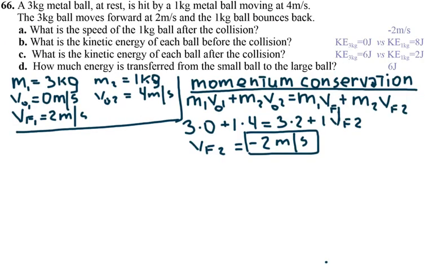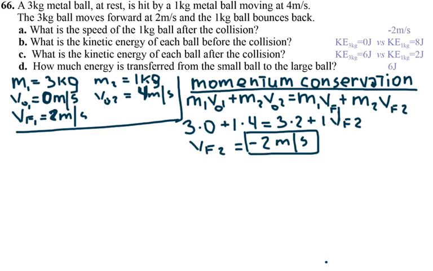So here's another question, number 66. A 3 kilogram ball is at rest and is hit by a 1 kilogram ball moving at 4 meters per second. So I have initial velocity of the first ball, 3 kilogram, which is 0, and initial velocity of the second one, which is 4 meters per second. And the final velocity after the first one gets hit by the second one becomes 2 meters per second.